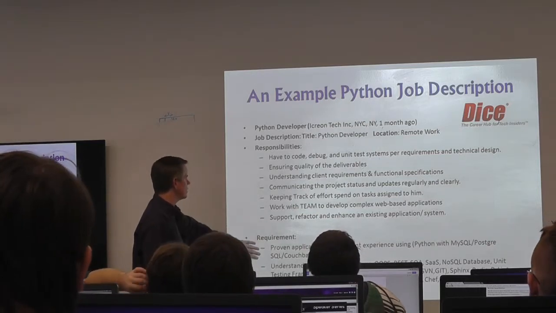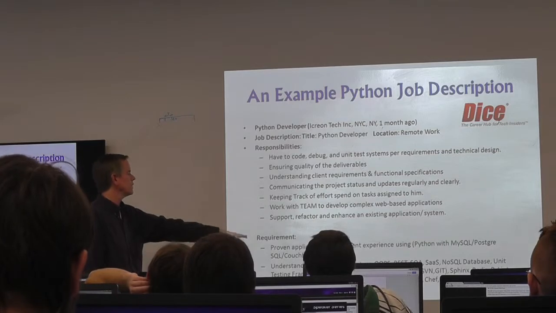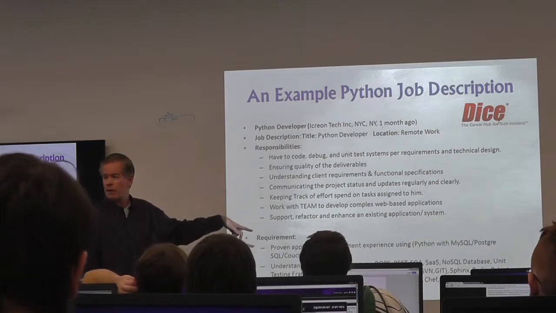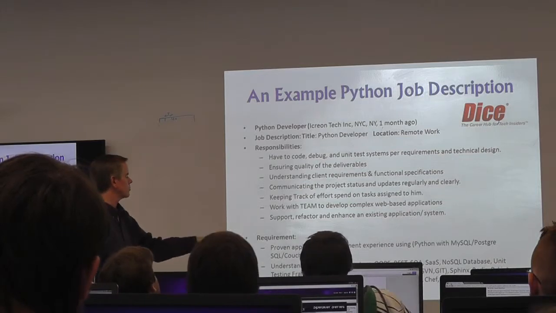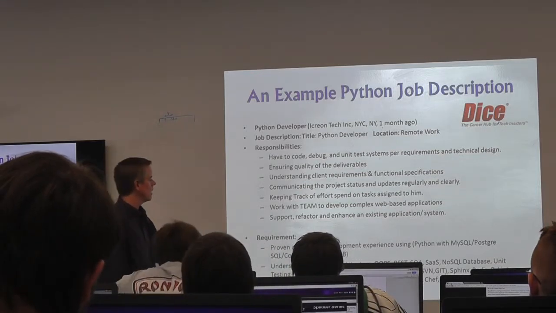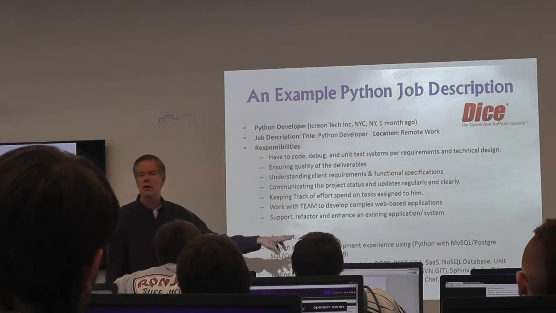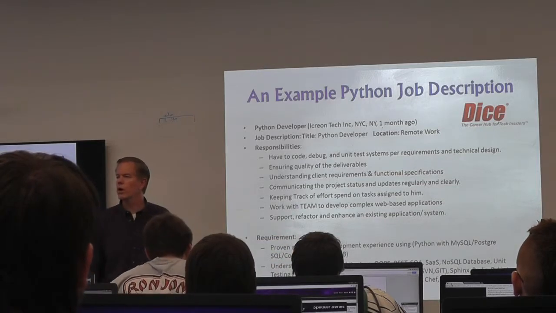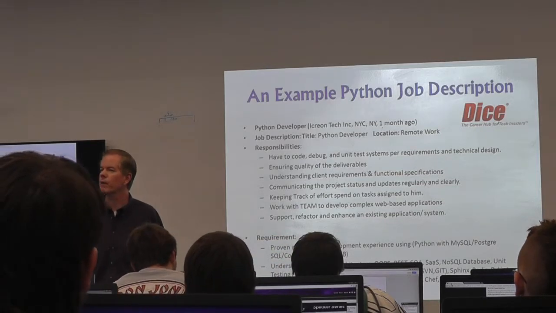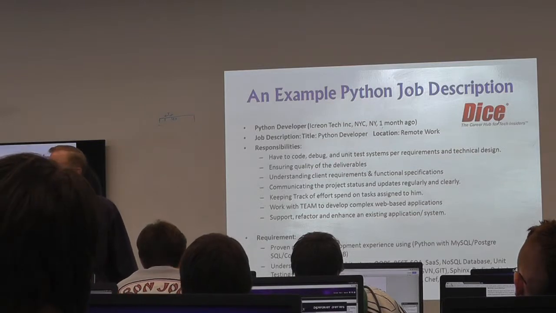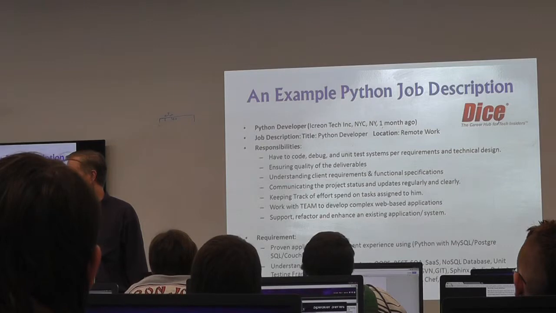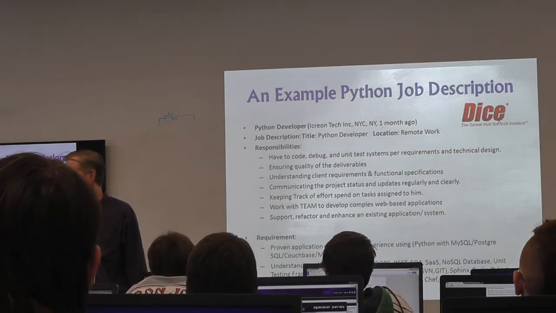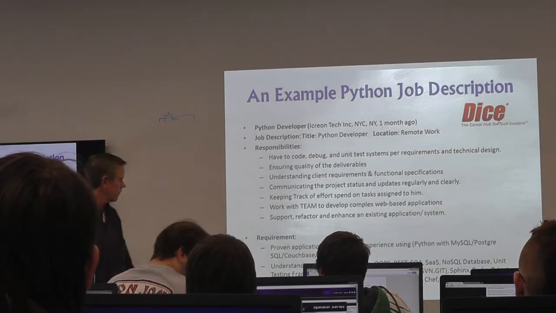What kind of skills do you bring in order to get this job? Proven application development experience, so we want to know about other jobs you've had. Using Python with MySQL, Postgres, SQL, Couchbase, and MongoDB. All these other weird things are databases. So what they want you to have is the ability to program in Python and the ability to have it work with databases. They need you to have both database and programming knowledge.